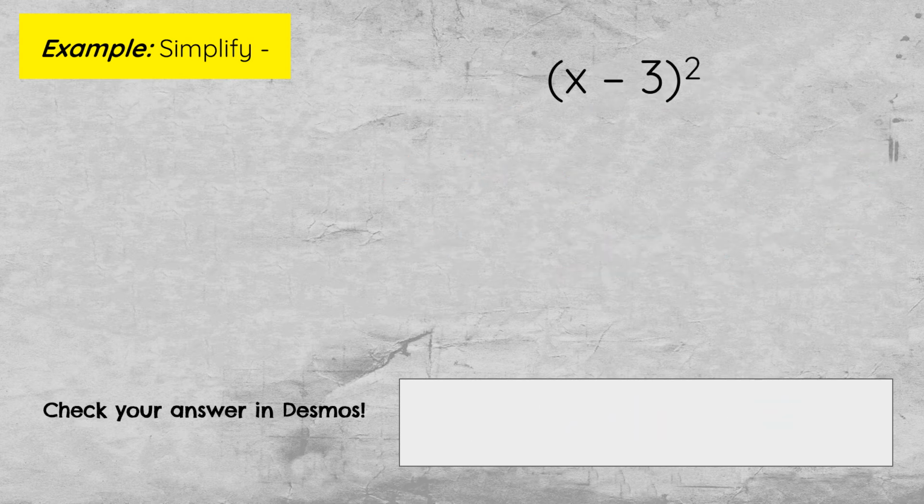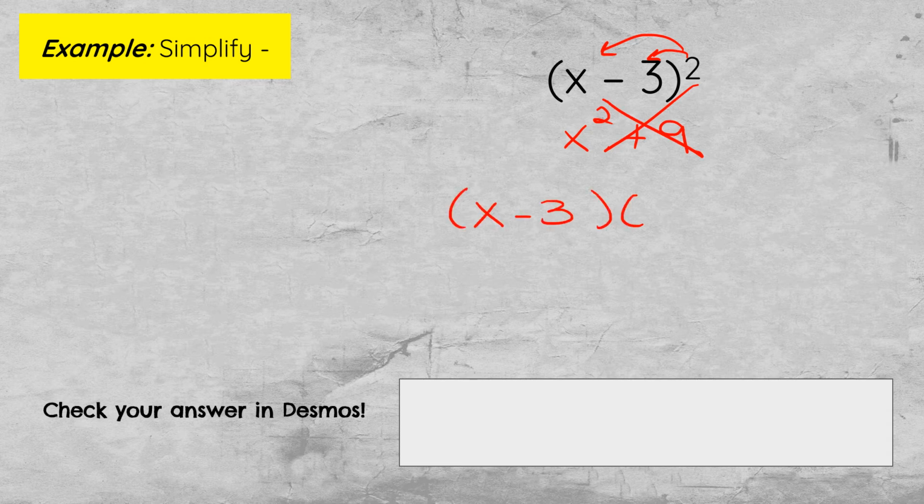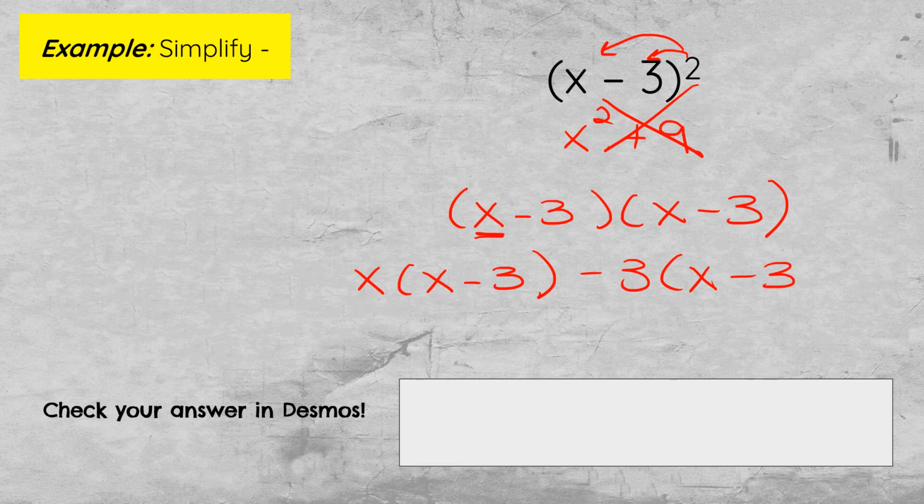And finally, don't get fooled by this one. A lot of people want to go like this and use their exponent rules to get x squared plus 9. That's not right. What this problem is actually telling us is we have an x minus 3 times an x minus 3. So we have double distribution again. This x multiplies with x minus 3. And the negative 3 is also going to multiply with the x minus 3.